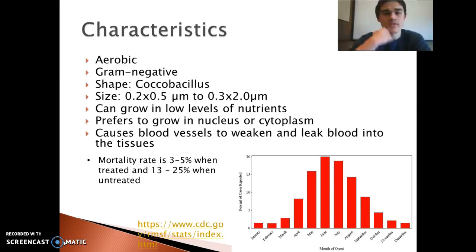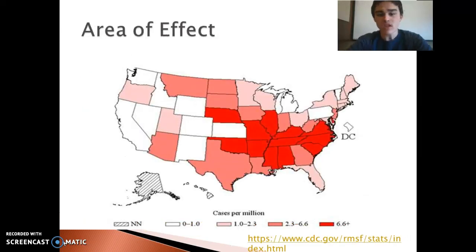The mortality rate for this disease is usually between 3 and 5% if the patient is treated, and 13 to 25% if it's untreated. However, the average rate, according to the CDC, in recent years is 0.5% in patients. As you can see in the graph to the bottom right, it shows the prevalence of the disease and when it most often occurs, which is usually between the months of April and September. This map shows the area of effect, and as you can see, it is most prevalent in the Midwest, like in Oklahoma and Nebraska, as well as in the American Southeast, and then by the Gulf Coast and those areas.